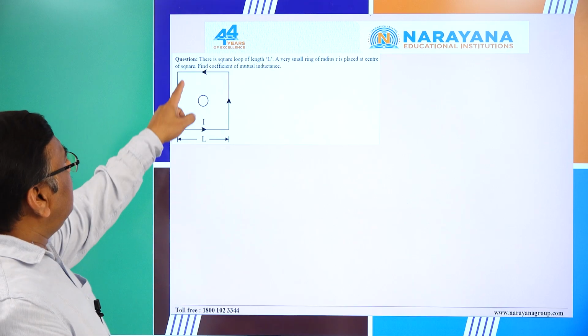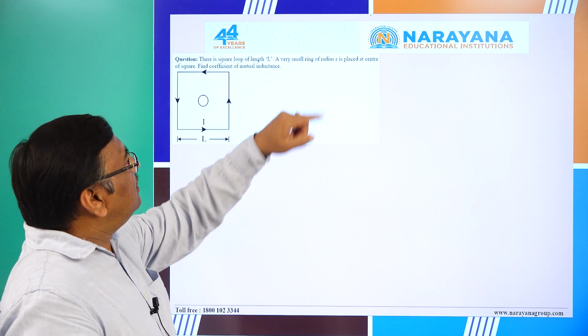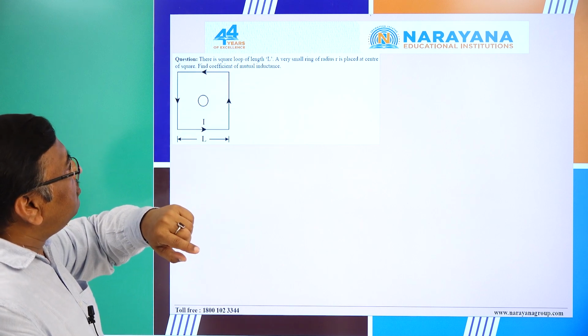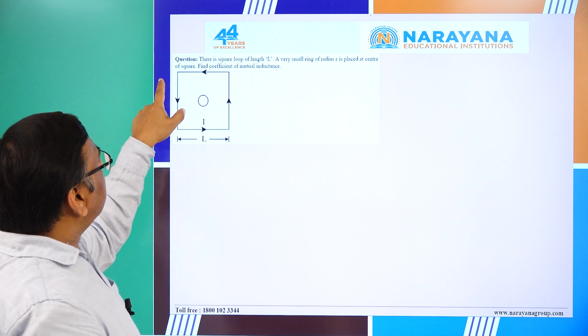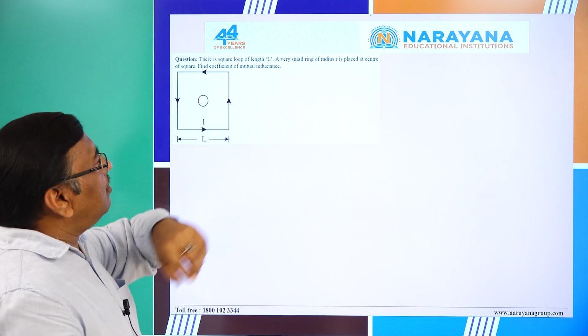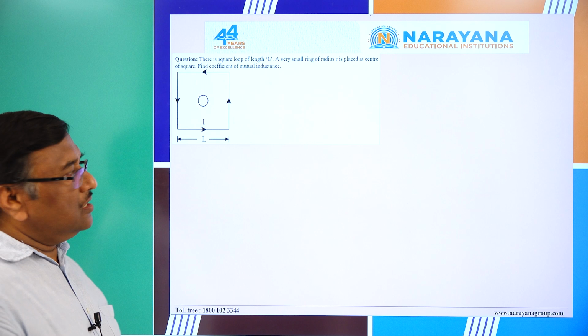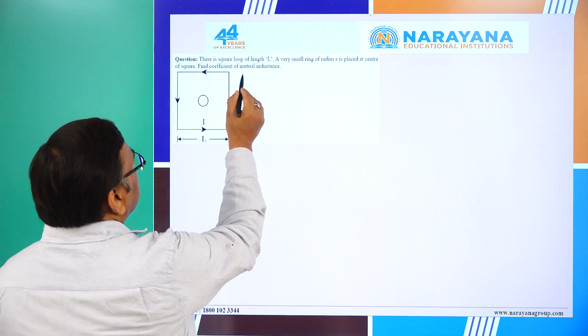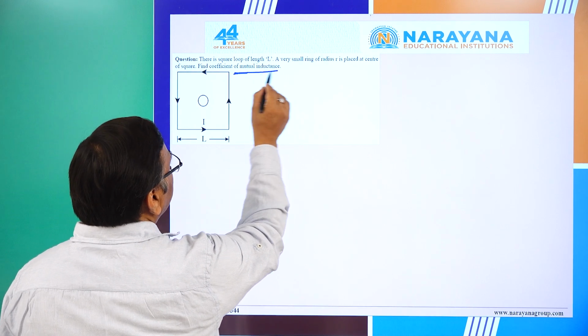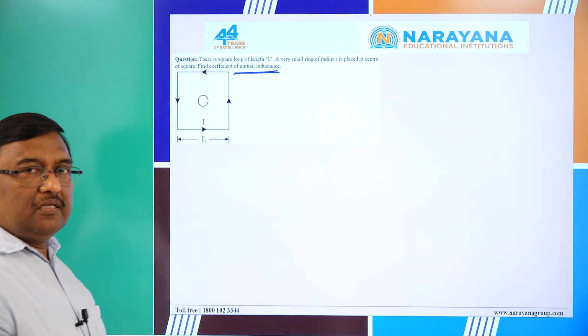Now you can see this question: there is a square loop of length L. A very small ring of radius r is placed at the center of the square. Find the coefficient of mutual inductance. That is obviously a question based on electromagnetic induction. He is asking for mutual inductance.